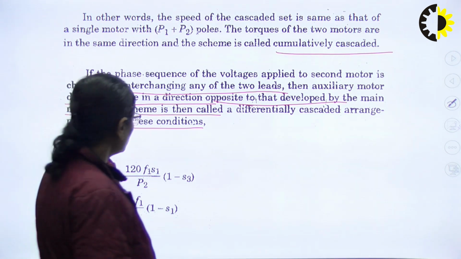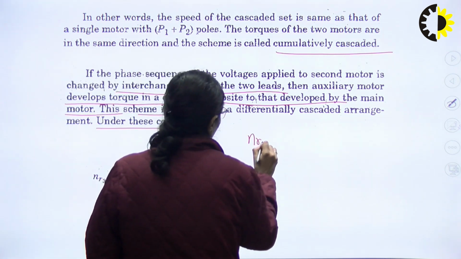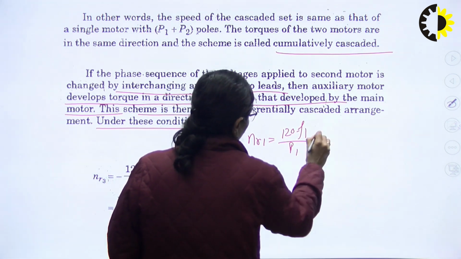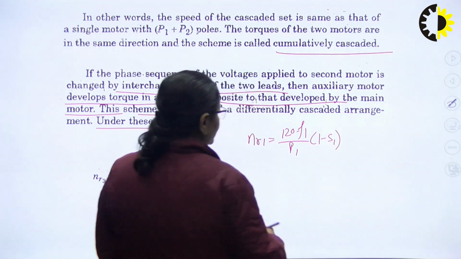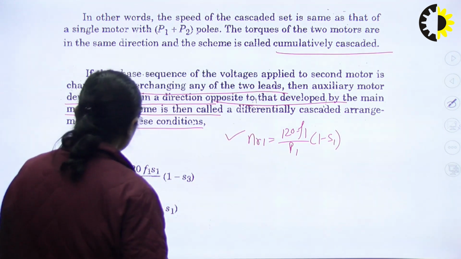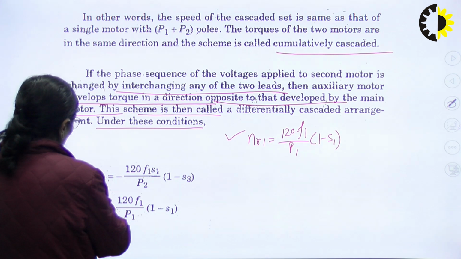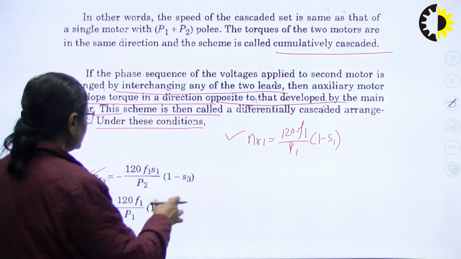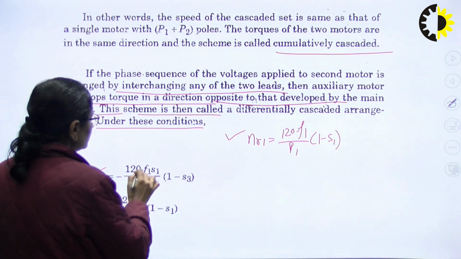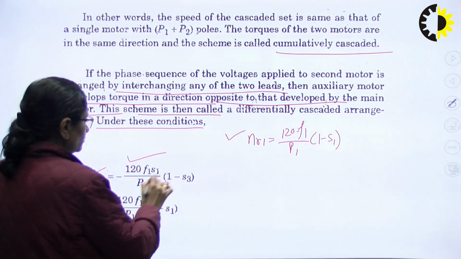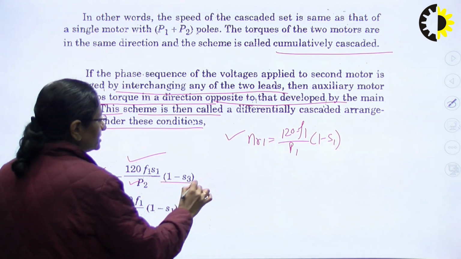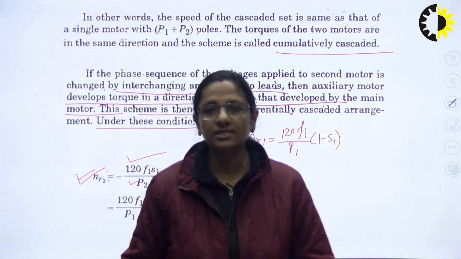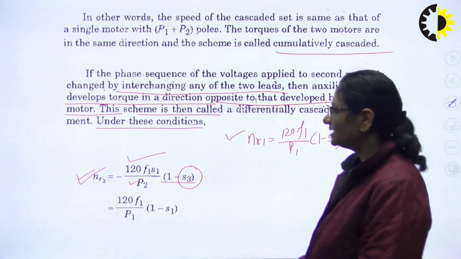The main motor operating speed will remain the same as NR1 equals 120 F1 upon P1 into 1 minus S1, right? In this particular case, if only the second auxiliary motor is operating, then the operating speed of the auxiliary motor would be 120 F1 S1 upon P2 into 1 minus S3, where S3 is assumed to be the operating slip of the auxiliary motor under this differential connection.